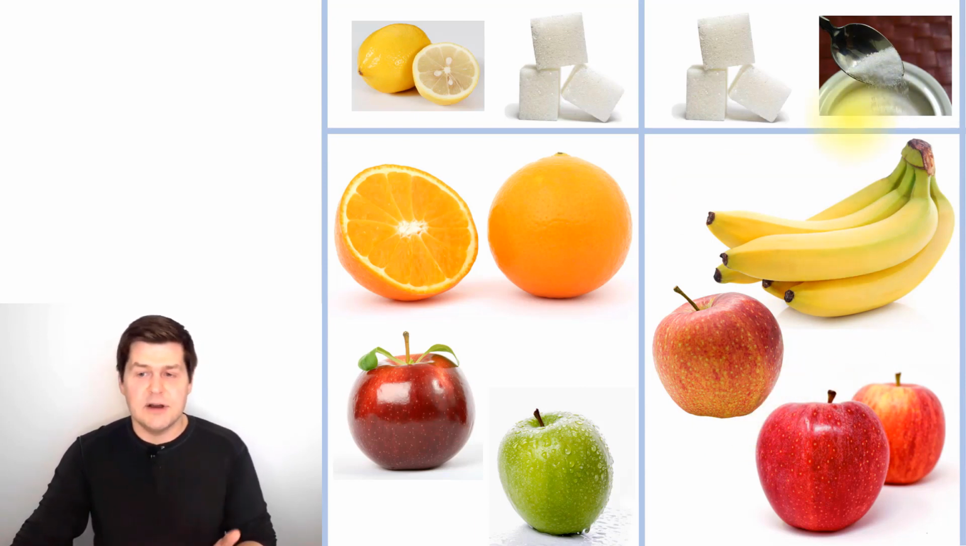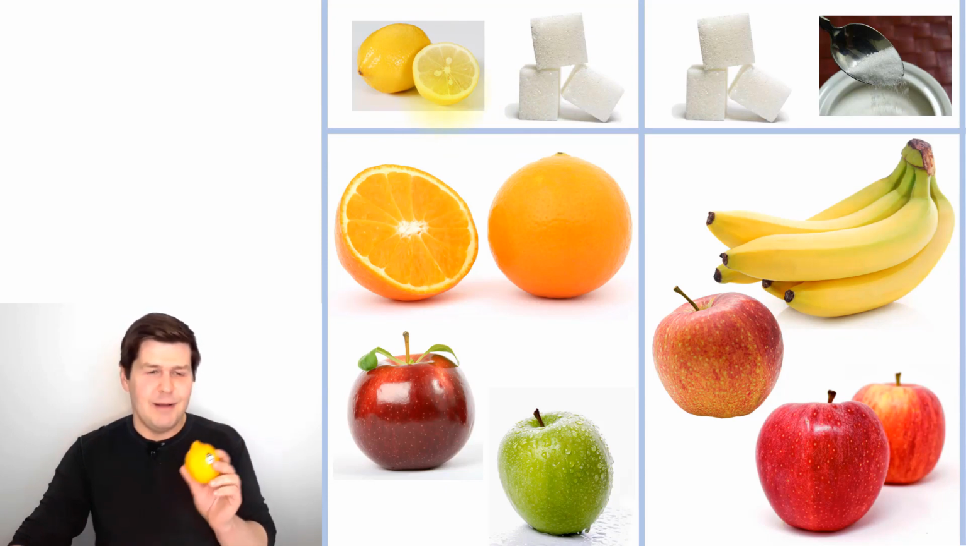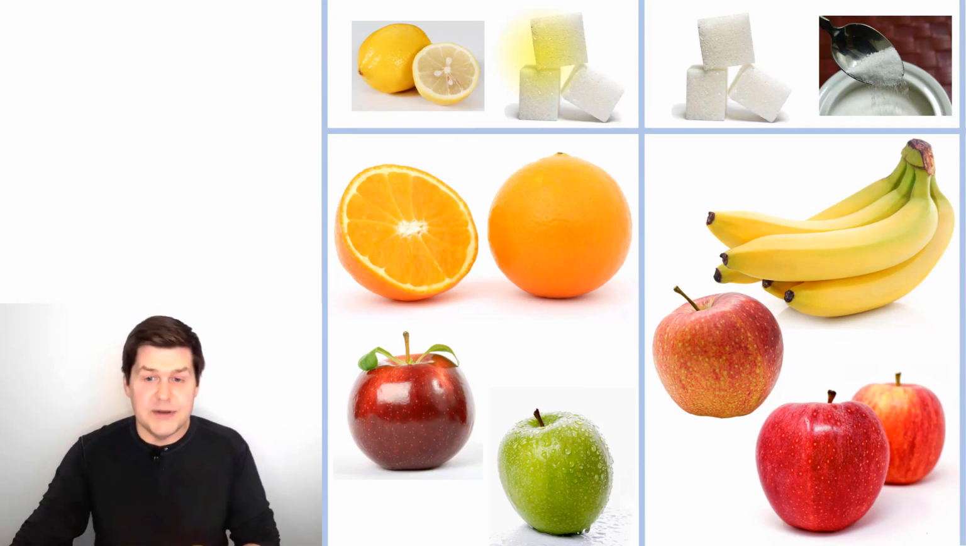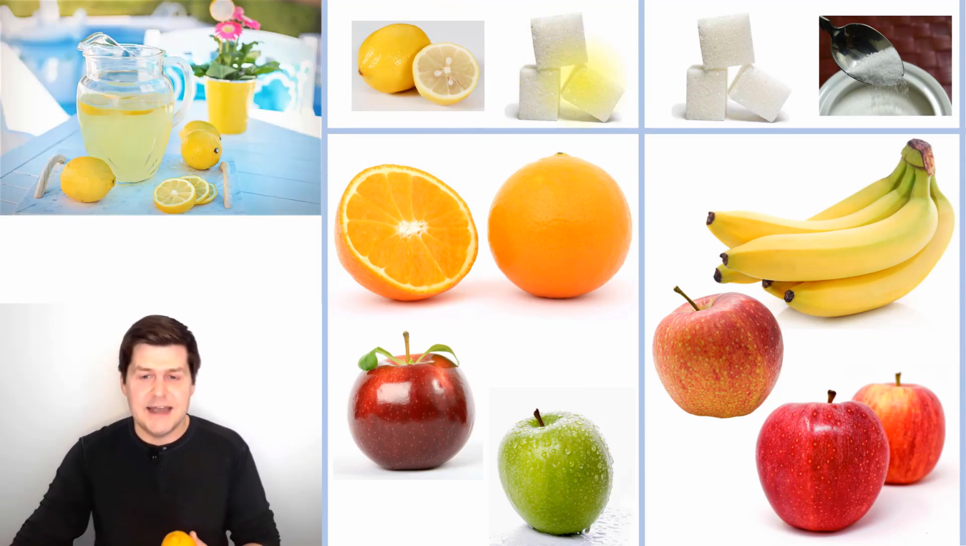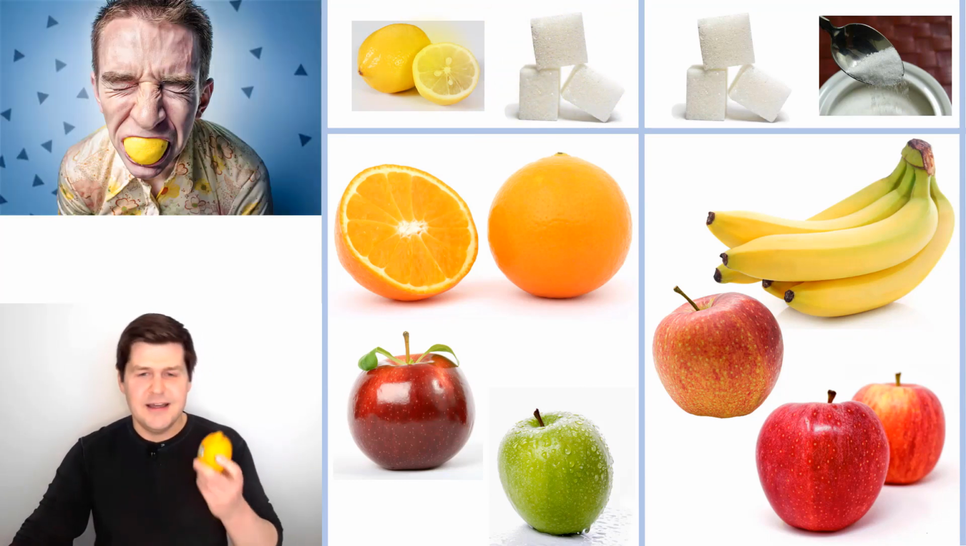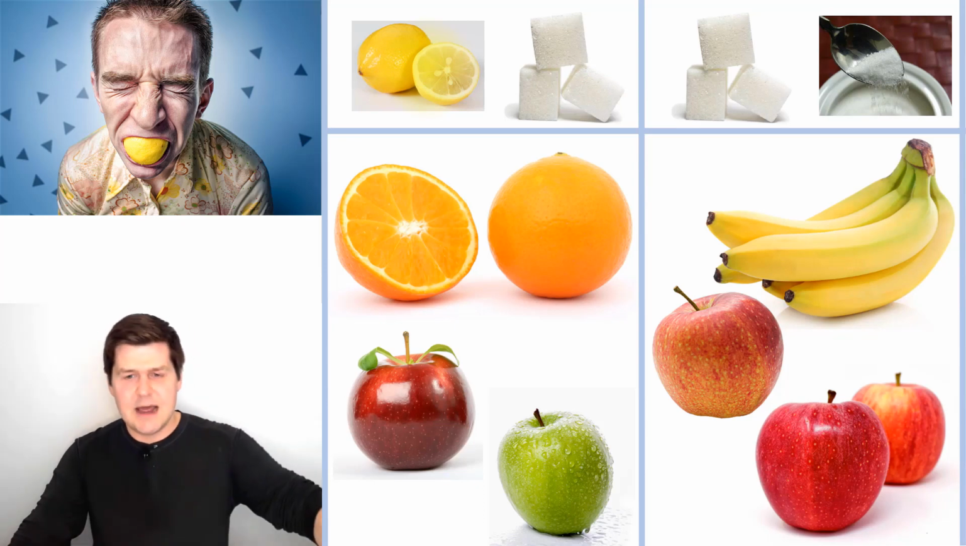So many fruits are sweet, but many other fruits are sweet and sour. And some fruits are very sour, like lemons. If you eat a lemon, you probably won't want to eat it like this because it's very sour. You need to add sugar, like in lemonade. Otherwise, it's too sour.